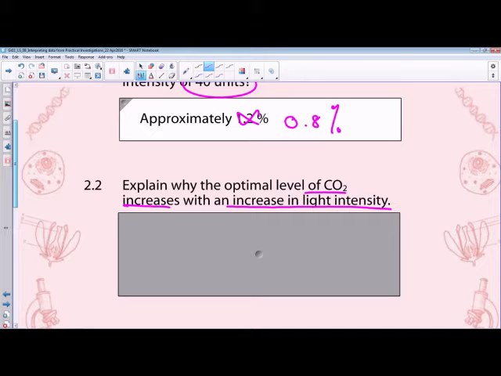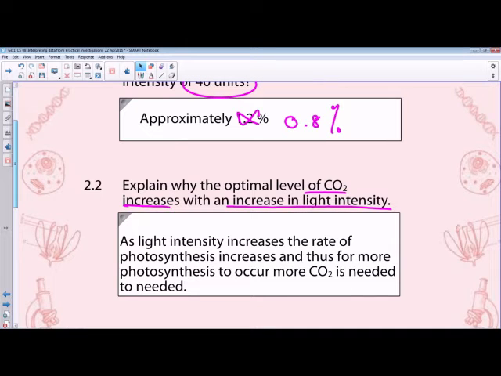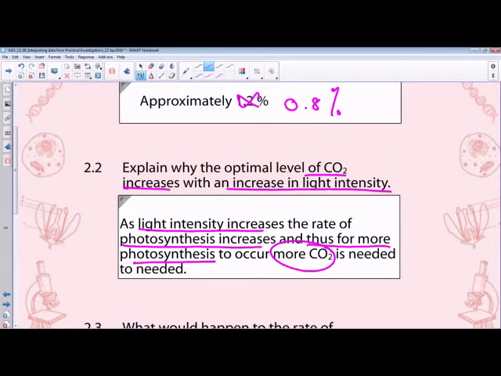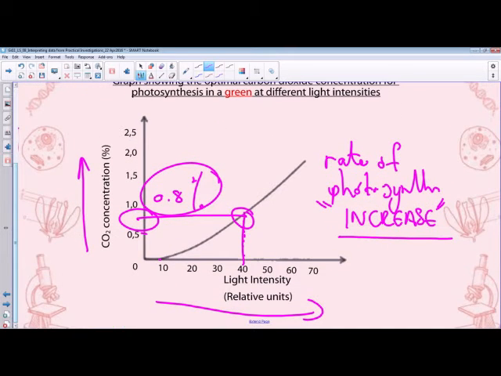Next question. Explain why the optimal level of CO2 increases with an increase in light intensity. As we've discussed, the rate of photosynthesis does change when the level of carbon dioxide increases. So what is the explanation? As light intensity increases, the rate of photosynthesis increases, and thus for more photosynthesis to occur, more CO2 is needed. If we were to increase only the light intensity, we need to also provide the other essential elements of photosynthesis, the building blocks, which is carbon dioxide. And hence, as the light intensity increases, the amount of carbon dioxide utilized by that plant will definitely increase.